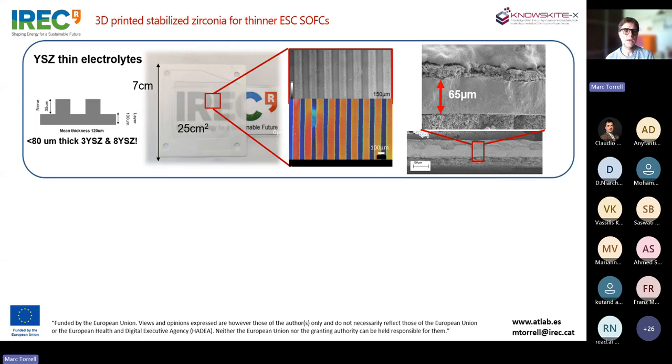Here you can see already a 25 square centimeter cell. It's 7 by 7, counting the frame, but the active area is 5 by 5. And we could achieve already, our PhD student achieved already, thickness below 80 microns on large area cells, and even lower than 50 microns on button cells.